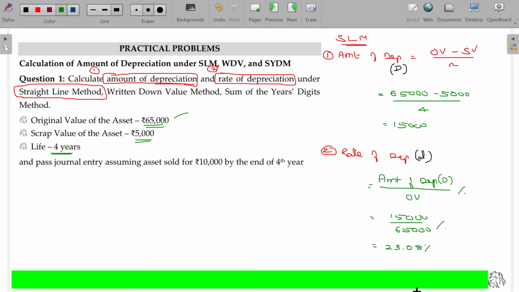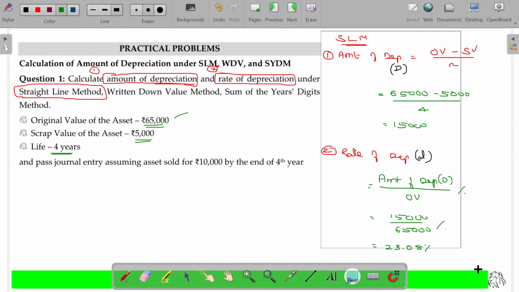23.08%. Clear? So what we have calculated here is all about the SLM method, the straight line method of depreciation. Now we have to find out the WDV, the written down value of the asset every year after this depreciation.